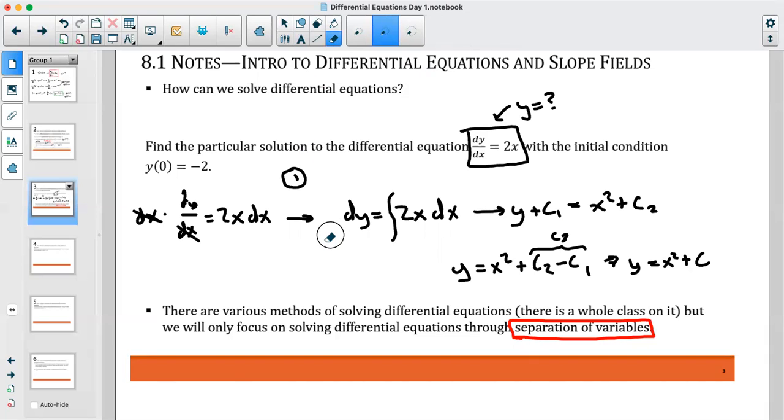I'm gonna write this again with the 1 a little clearer so we can see where the antiderivative came from. It's the integral of 1 dy. The dy is like a 1 dy. So the integral of 1 is the variable, which in this case is y. So that's separation of variables.